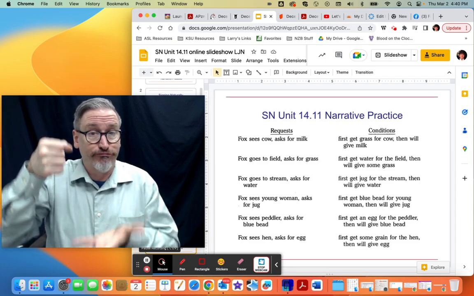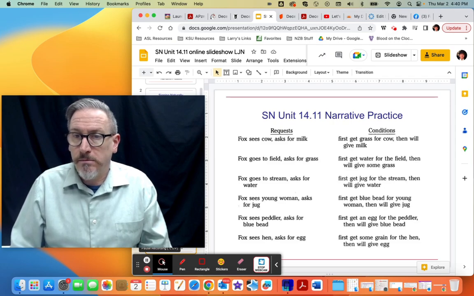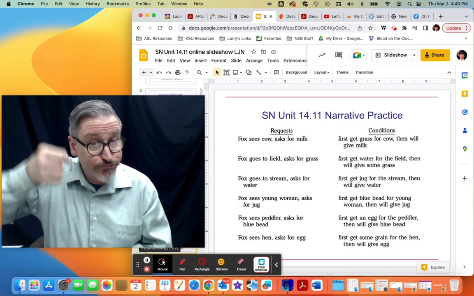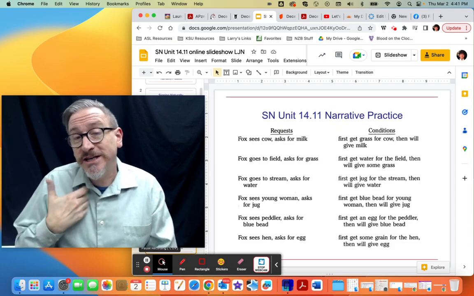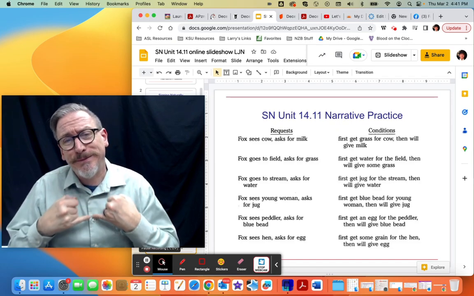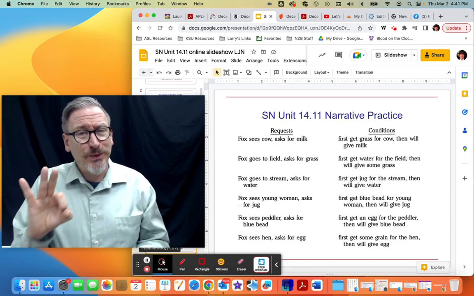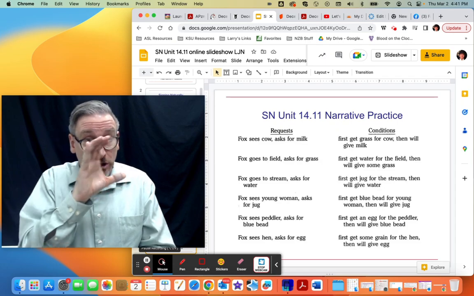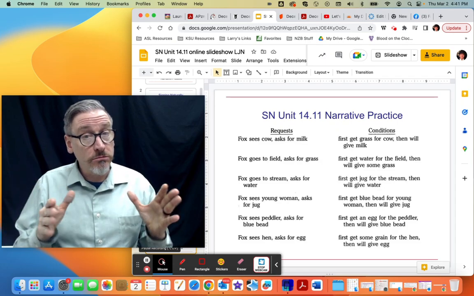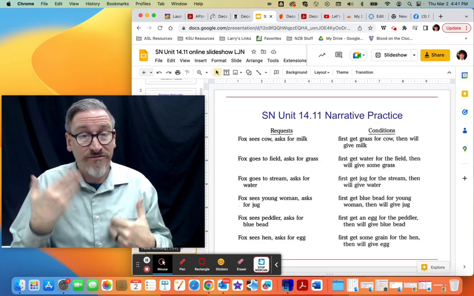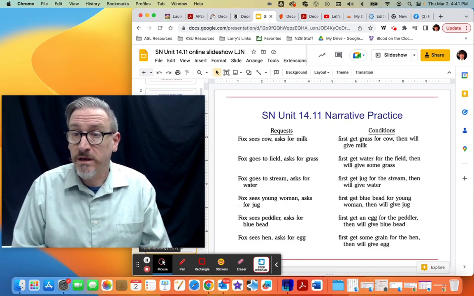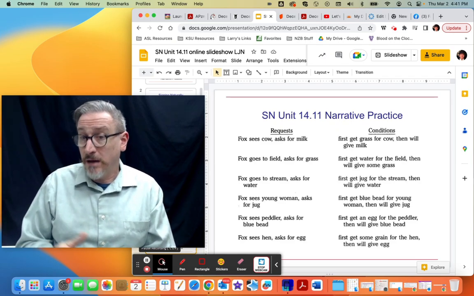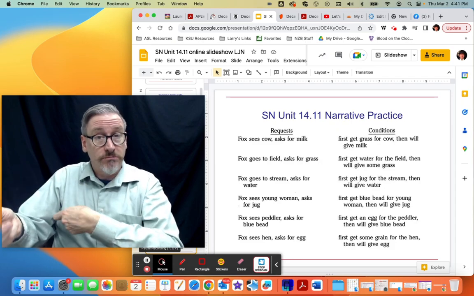need a jug. So he sees a young woman and asks for a jug. She says she wants a blue bead. So the fox goes out looking and sees a peddler who has a blue bead, and wants an egg, I guess he's hungry. I will give you one in exchange. You give me that, I will give you this.